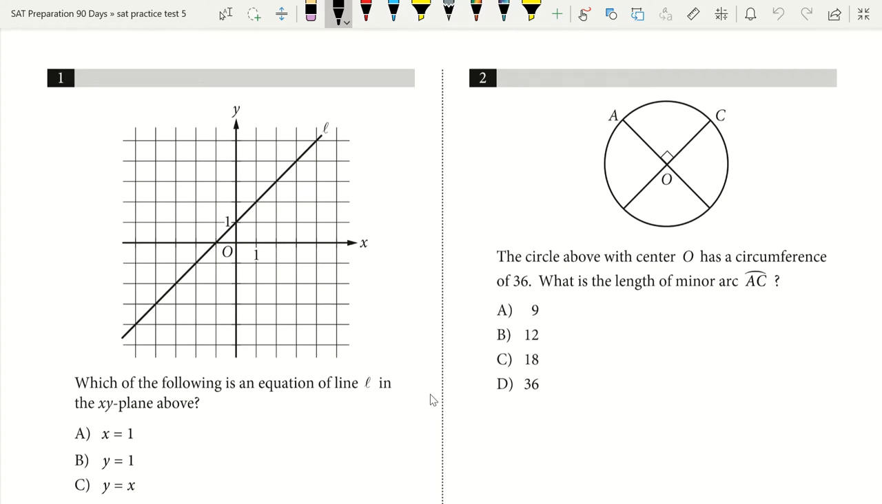Today's day 40 in our 90-day SAT prep series. Today we're going to be working from SAT Practice Test 5 for the Math No Calculator section. We're going to spend about 25 minutes on that, and then we're going to switch over and do the SAT writing section for the day. So today's total is going to be pretty close to an hour, maybe a little bit shorter.